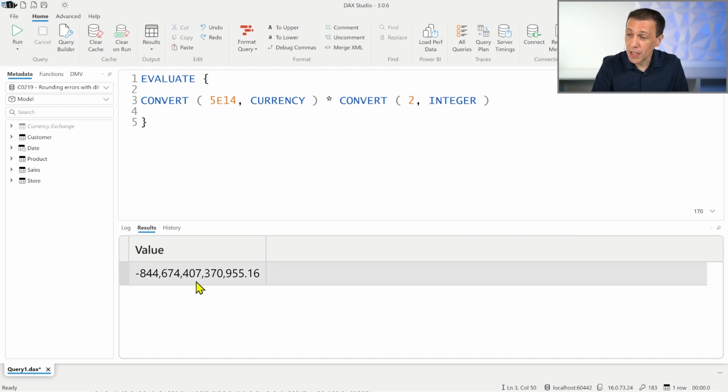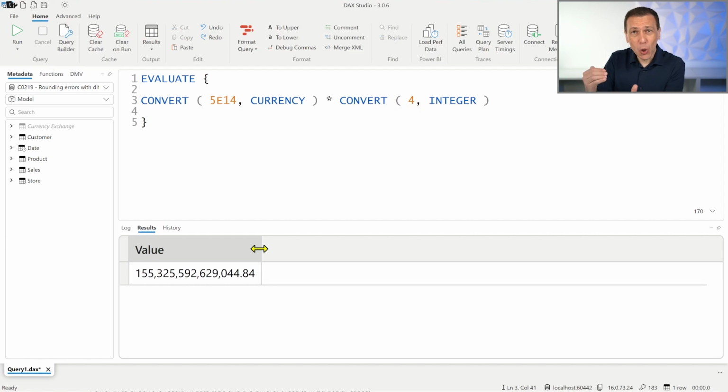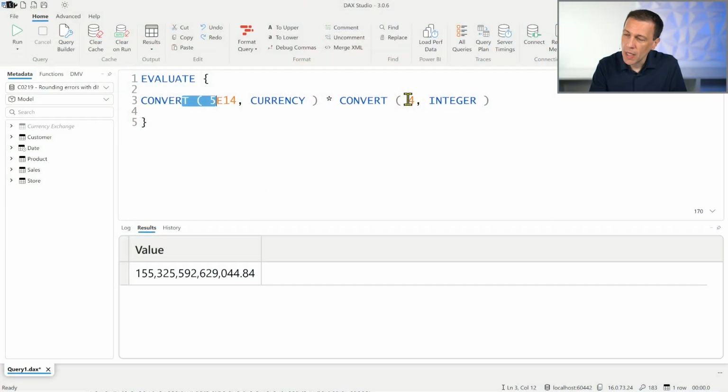So if I run this code, you see I have the same error. If I multiply by, let's say, 3, of course, this could be misleading because at a certain point I will see a positive number which is actually lower than the original number. So pay attention. When you multiply currency by an integer, the overflow could be not immediately visible and still produce a wrong number. So this is something to pay attention to.